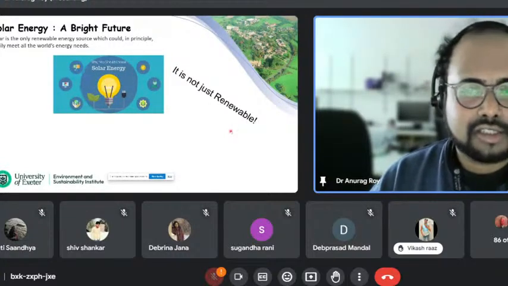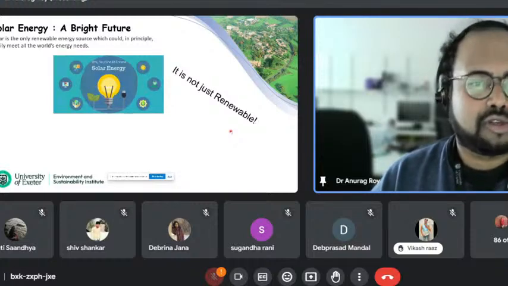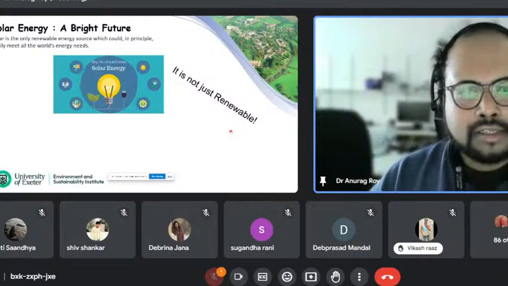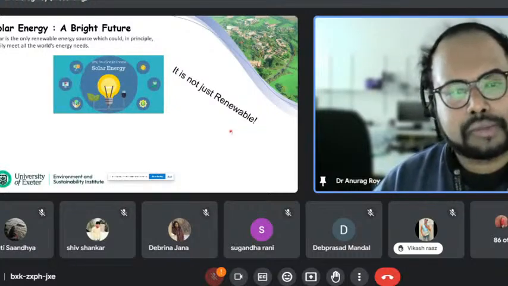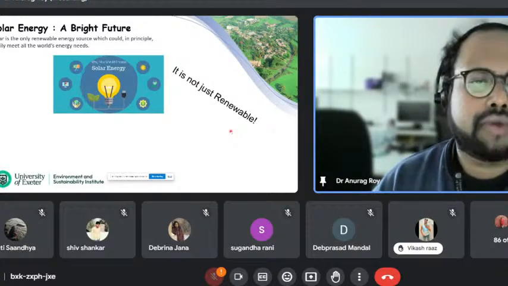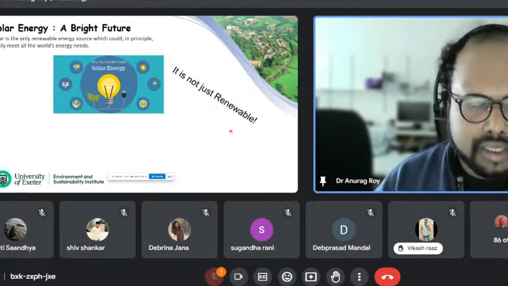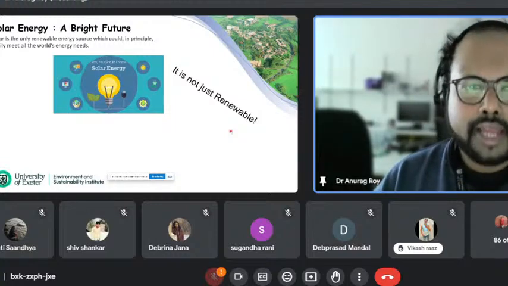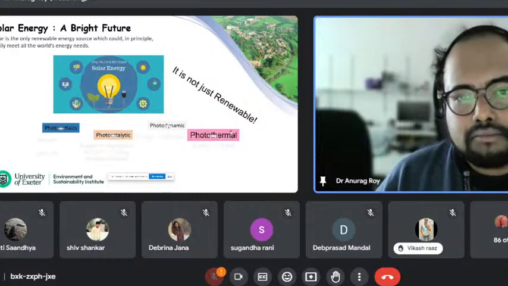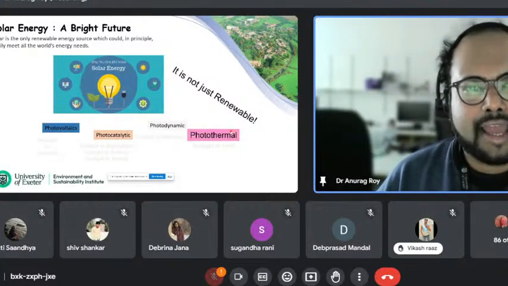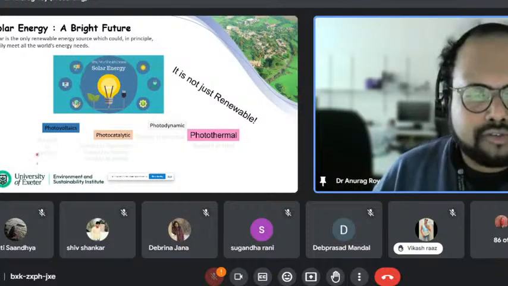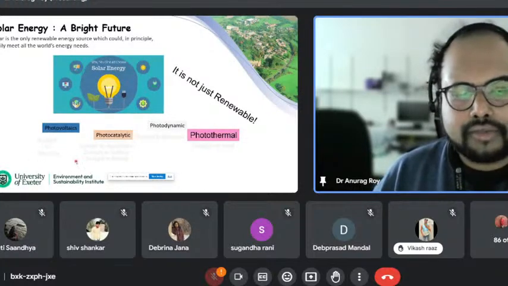As I mentioned, solar is the only renewable energy source which could, in principle, easily meet all the world's energy needs. So now the question comes: why should we choose solar energy? I'm telling you, it's not just renewable. Don't think solar energy can only be used for photovoltaic or energy generation purposes. It has other, more interdisciplinary applications across different domains. Photovoltaics is obviously the dominant one, where sunlight is converted to electricity.